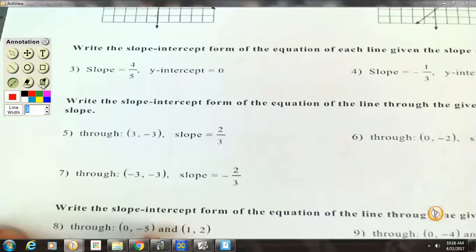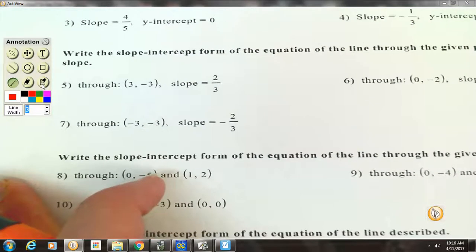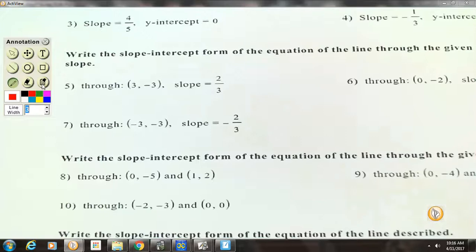Jump down to number 5 for me. We'll do number 5 together. The directions say: write the slope-intercept form of the equation of the line through the given point with the given slope. Alright, so we want to write an equation in slope-intercept form. What two things do we have to have?